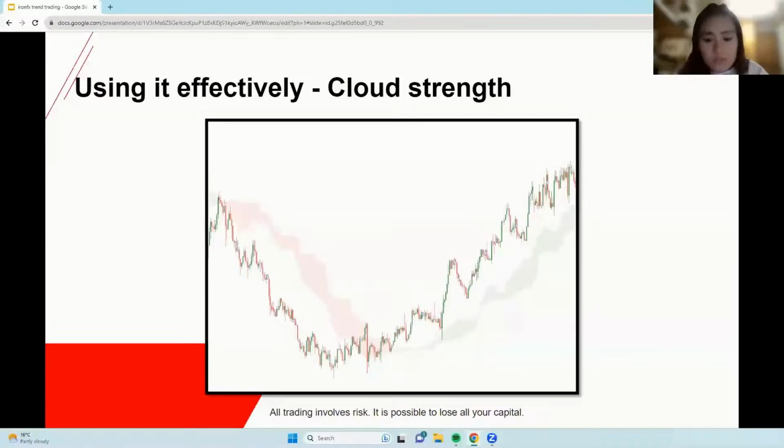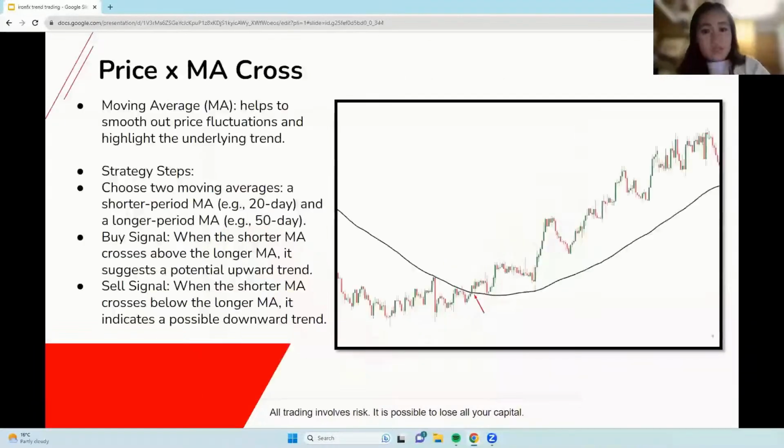Okay, if there are no questions, we'll move on to our next indicator that we're gonna look at. So in this example, we're gonna look at using the moving average indicator. So price XMA is a cross-trading technique that is quite simple to use. It involves using two moving averages of different periods to analyze price movements and generate buy or sell signals.